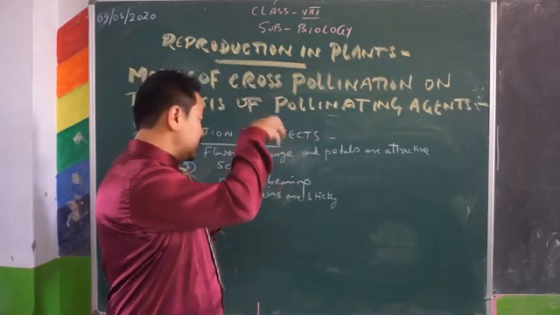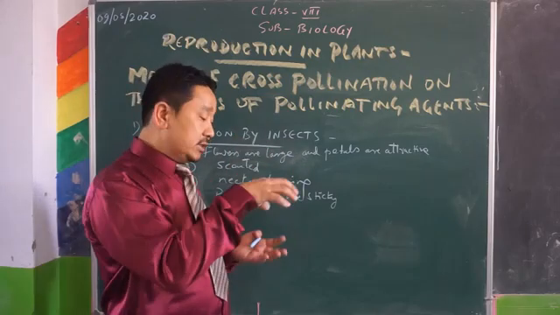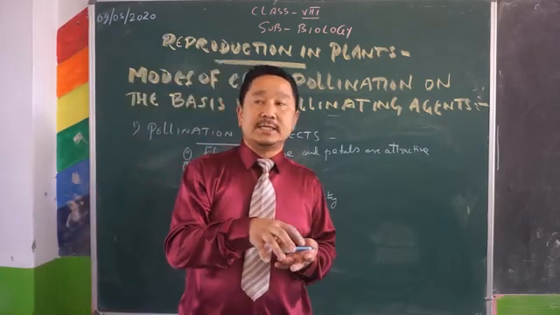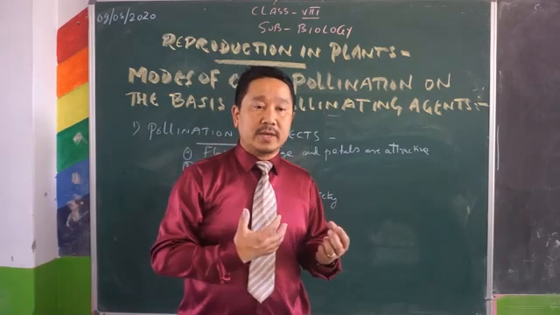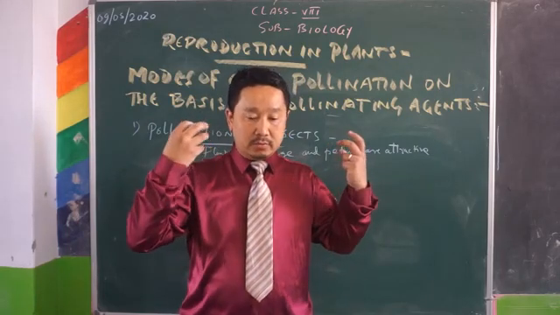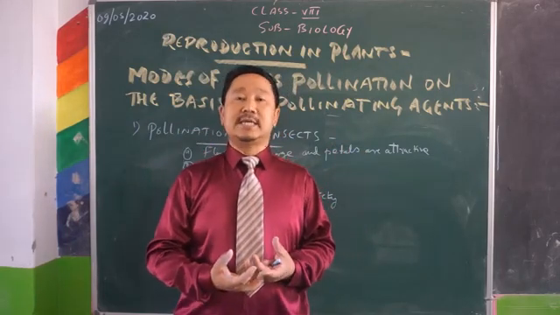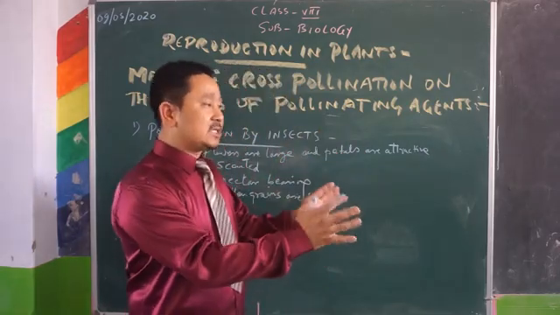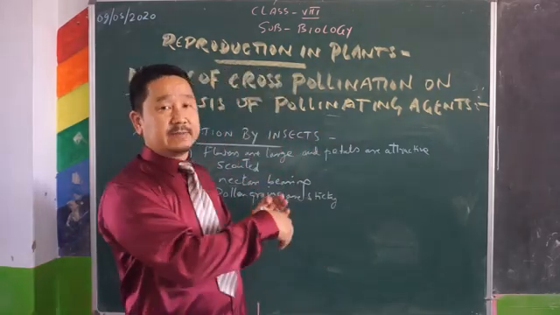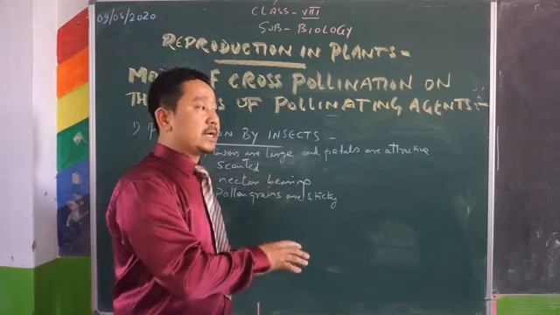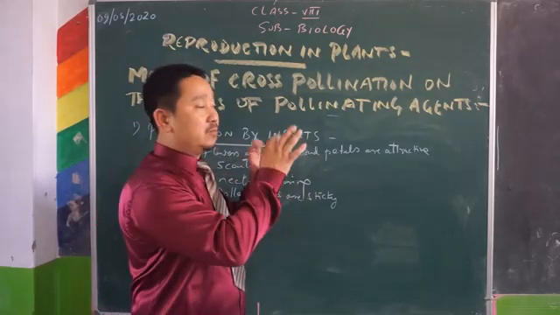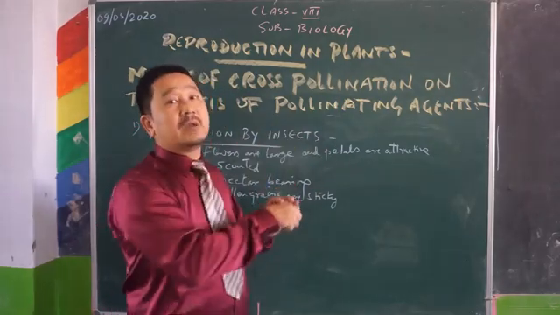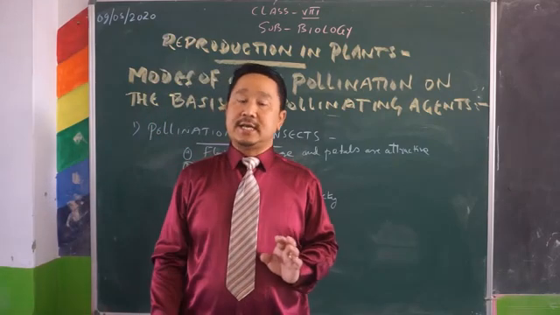So when they come and collect the nectar from the flowers, at that time the pollen grains get stuck to the abdomen, to the legs, to the wings of the insects. Then when that insect flies to another flower of the same type, all the pollen grains are scattered and left there on the other flower, so that cross pollination takes place.